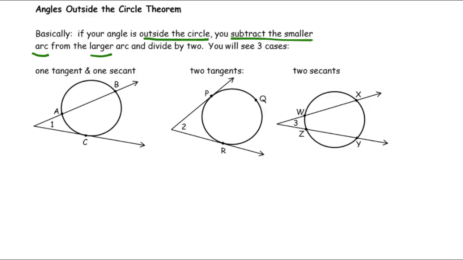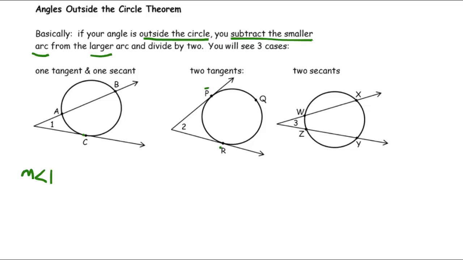We might have one tangent where it touches at one spot and then a secant. We may have 2 tangents, or we may have 2 secants that go directly through the circle in 2 spots. But my theorem is going to remain the same. What I do remains the same. I'm going to subtract the arcs. So let's just look at the first one.